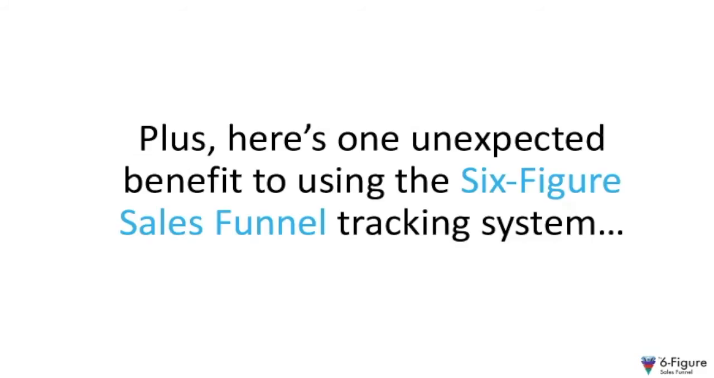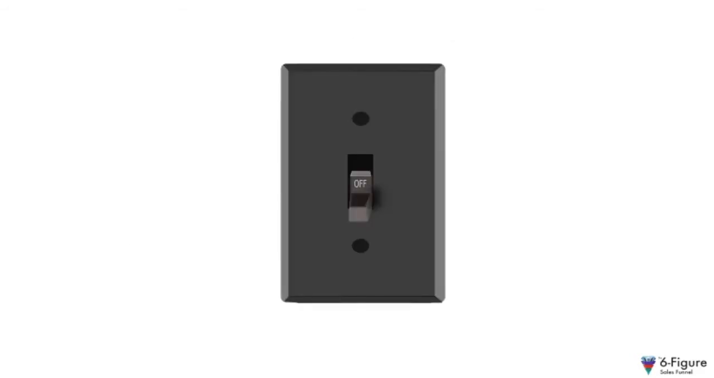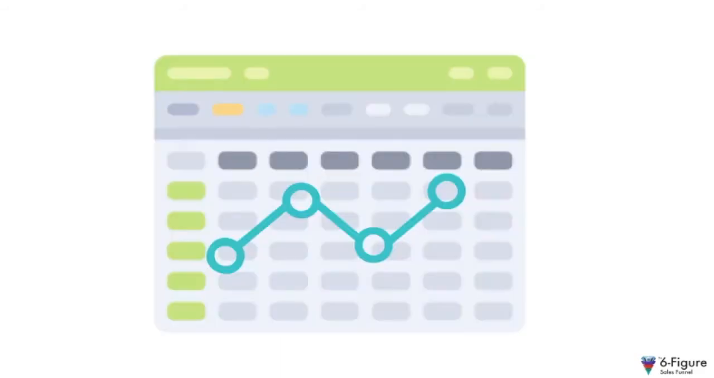Plus, here's one unexpected benefit to using the six-figure sales funnel tracking system, and this is based on simple human psychology. It's what I call creating a positive addiction, or a habit that just happens effortlessly and automatically. Think about it. If you could flip a switch in your brain that would make your work get done with almost no resistance or feeling of procrastination, would you want to do that? Of course. The tracker that I'm going to be explaining shortly helps you to build a positive addiction because it will show you the key numbers you need, like the pulse of a heartbeat, as your funnel comes to life.